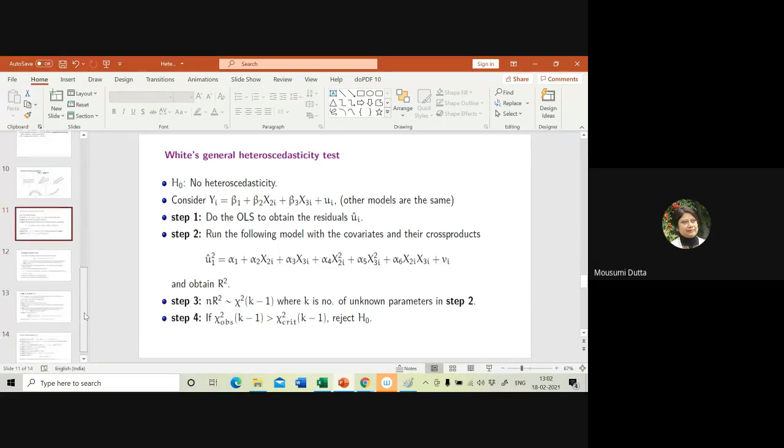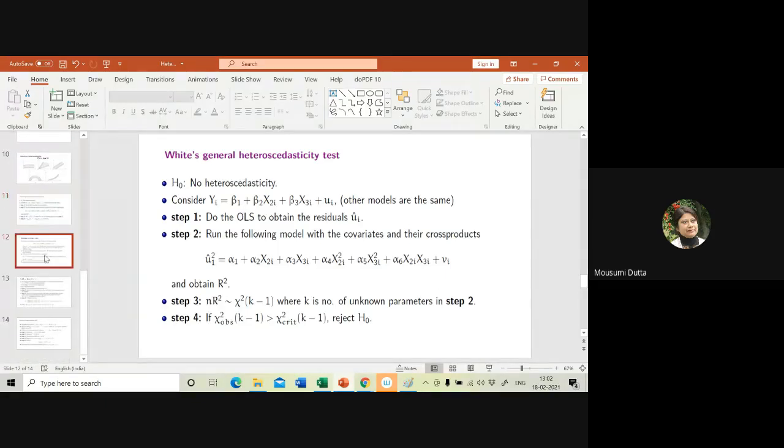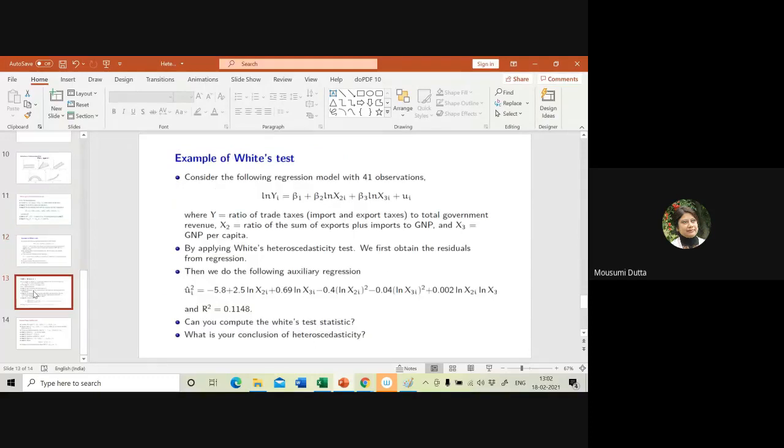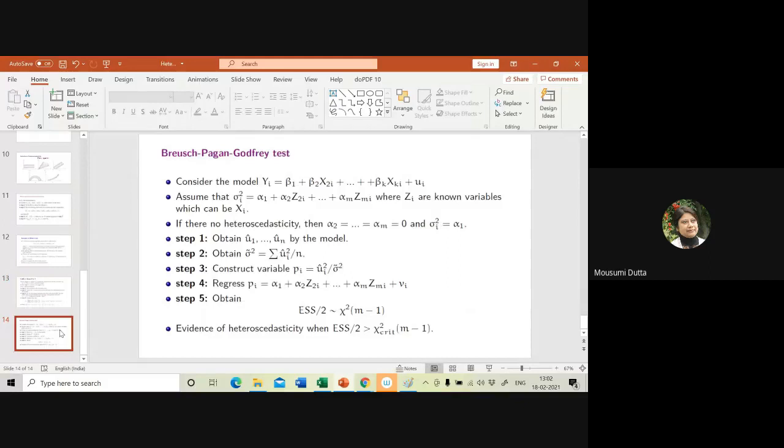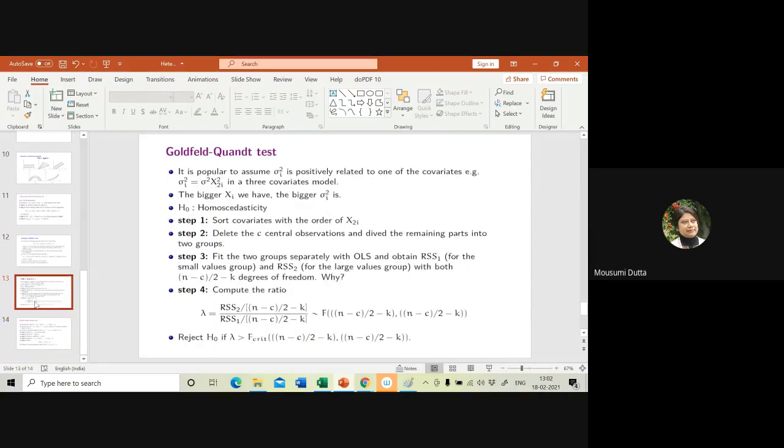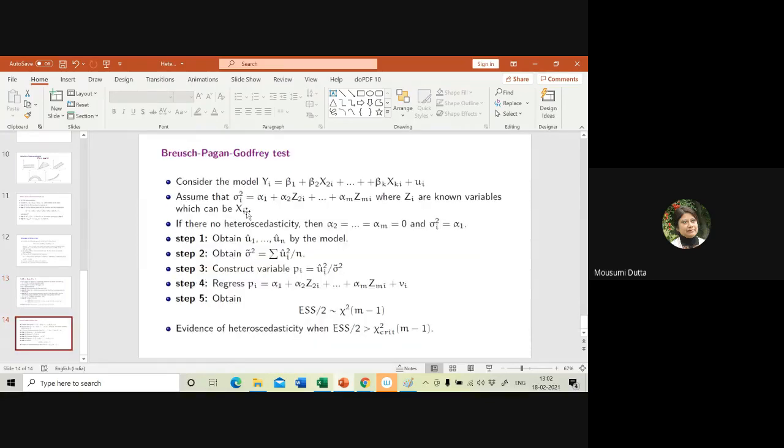So today I'll stop here. There are a few more tests. The Goldfeld-Quandt test, you are familiar with this. The Breusch-Pagan-Godfrey test. There are several others as well, however these three tests are most important. I'll discuss the Goldfeld-Quandt test, which you did already in your undergraduate course, and the Breusch-Pagan-Godfrey test in the class.